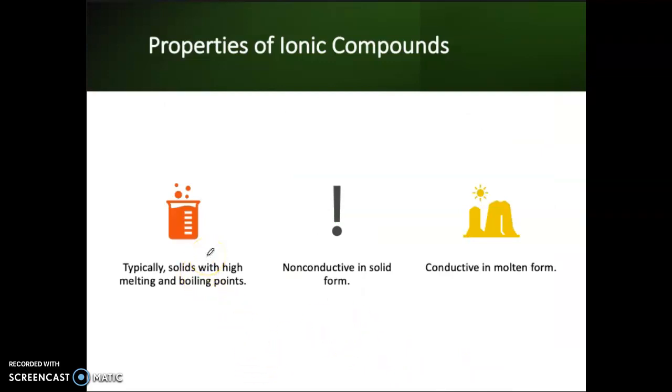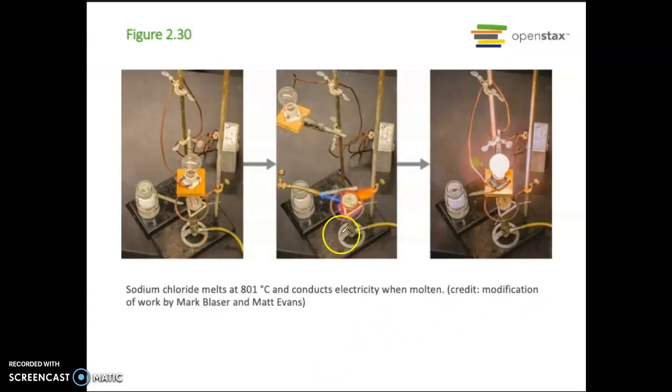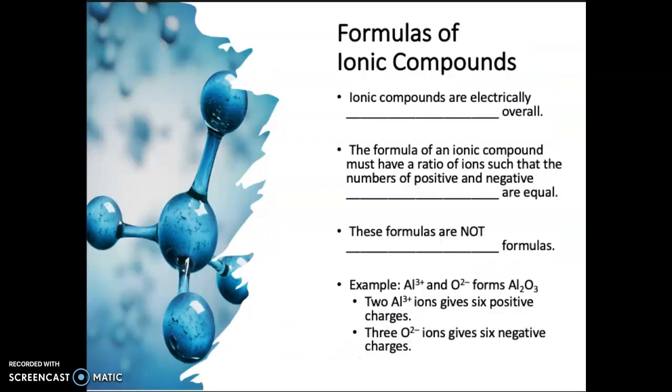Okay, ionic compounds usually are solid. They have very, very high melting and boiling points. So to melt an ionic compound, that's like trying to melt salt. They do not conduct in solid form, but if you can get them molten and melted, they will conduct electricity. This is a picture of an apparatus of melting sodium chloride, which really is just table salt. And when it melts, it will conduct the electricity and light this light bulb.